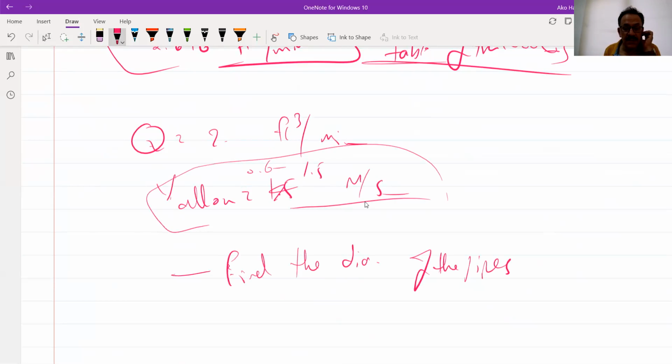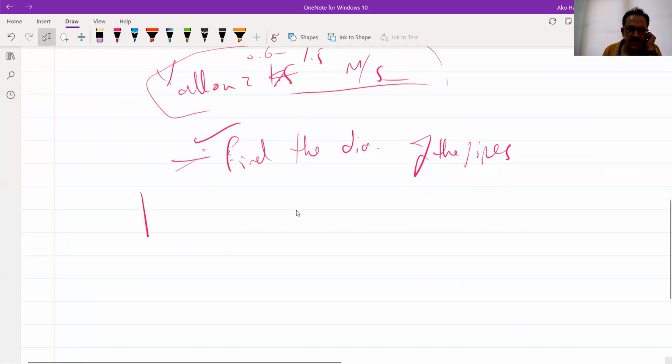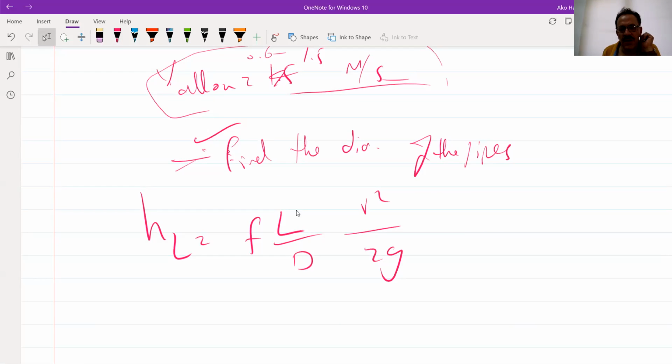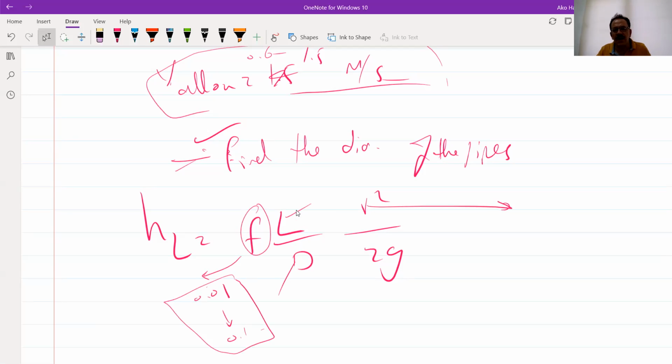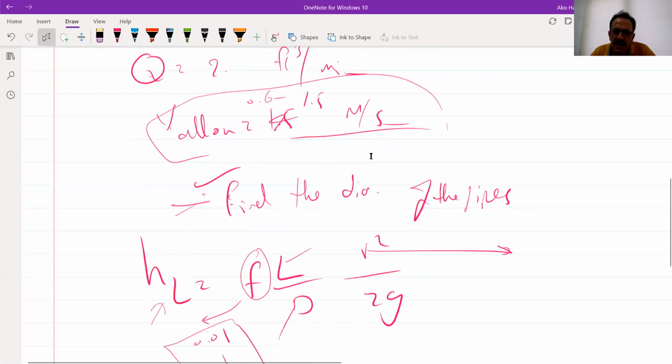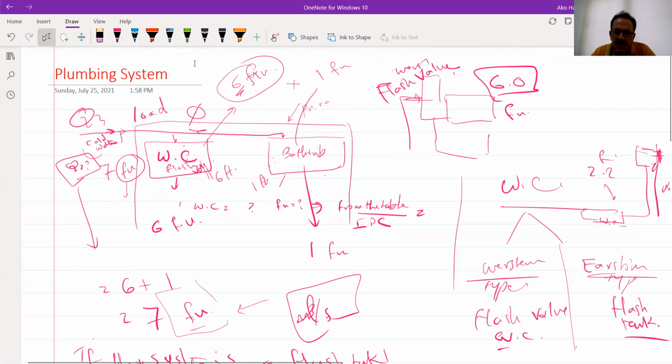And after that, when we have a diameter, you have to find the head losses. Head loss is equal to FL over D, V square over 2G. You have the diameter of the pipe, the length of the pipe, and F, which usually will be 0.01 to 0.1 something, as in the Moody diagram. And you have the velocity. You will find the head loss inside the building, and you can see if it's allowed to have such head losses or not.